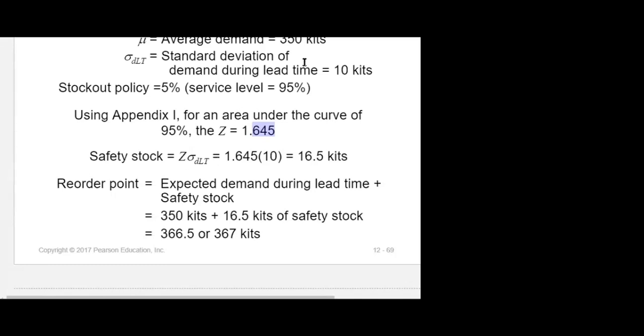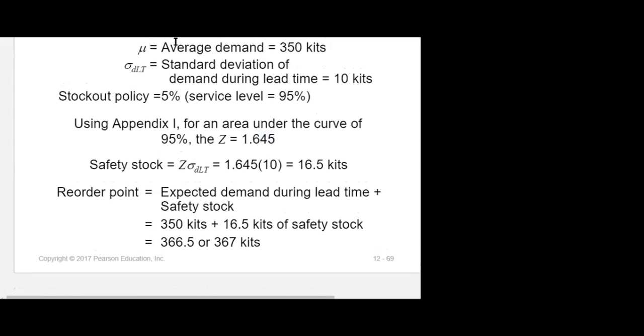So the question will give you the average demand. It will give you the standard deviation of demand. It will give you the probability of stocking out, or the policy of stocking out, or it will give you the service level. One of these will be given, right? And then you are expected to calculate the Z value and just multiply it by the standard deviation. 1.645 times 10, 16.5 kits.